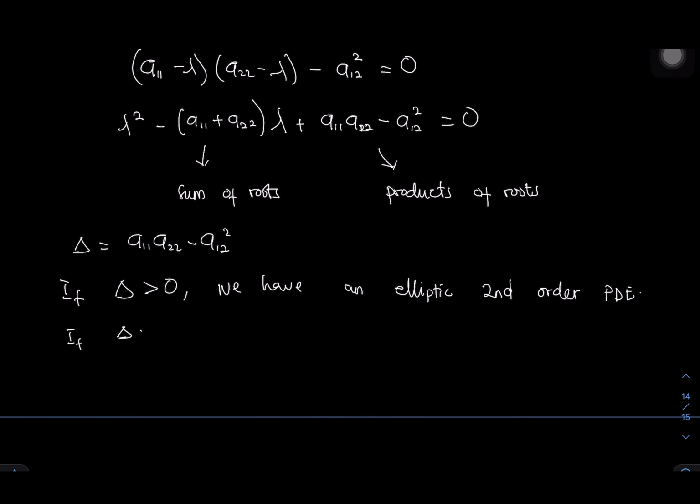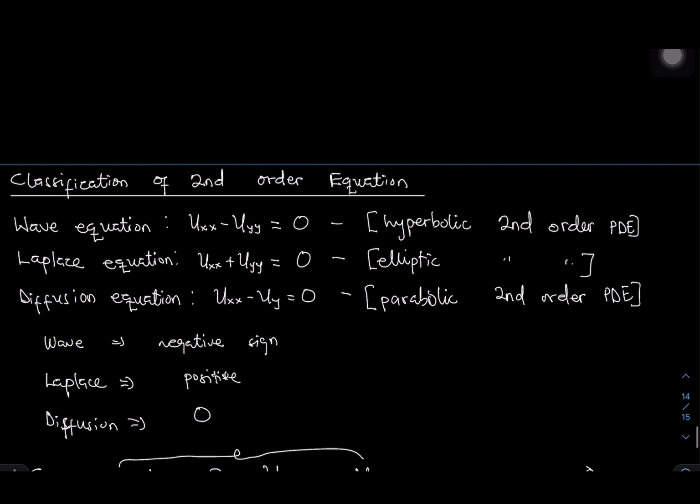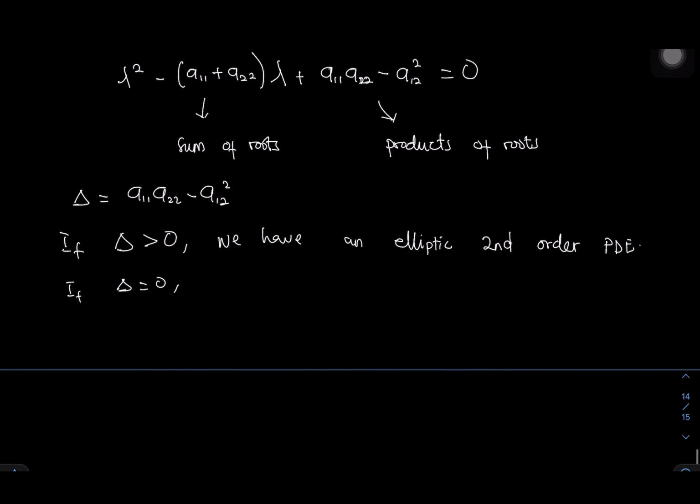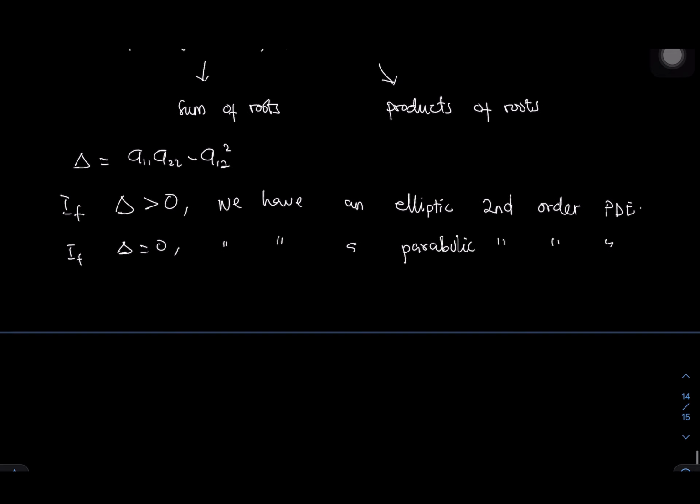If this is equal to 0, what happens? If it is equal to 0, it looks like the diffusion equation. And what is the diffusion equation? It is a parabolic second order PDE. So we have a parabolic second order PDE. And if delta is less than 0, you're going to have a hyperbolic second order PDE.